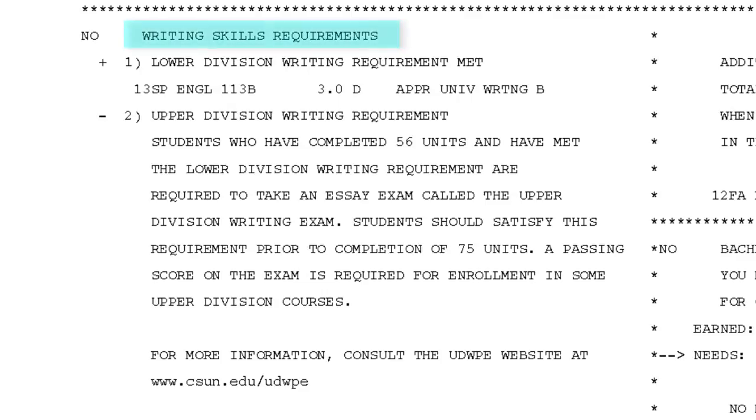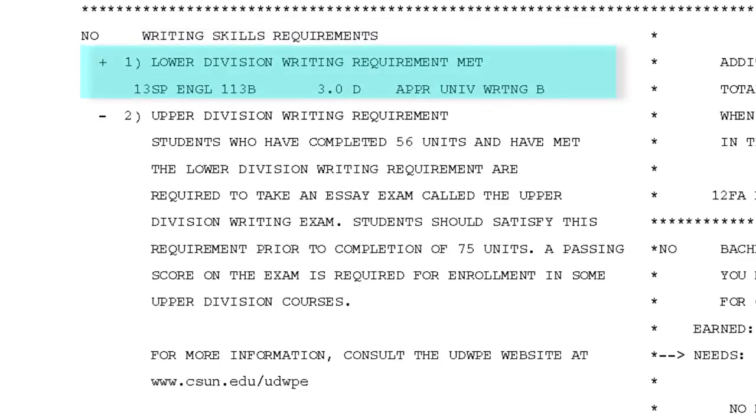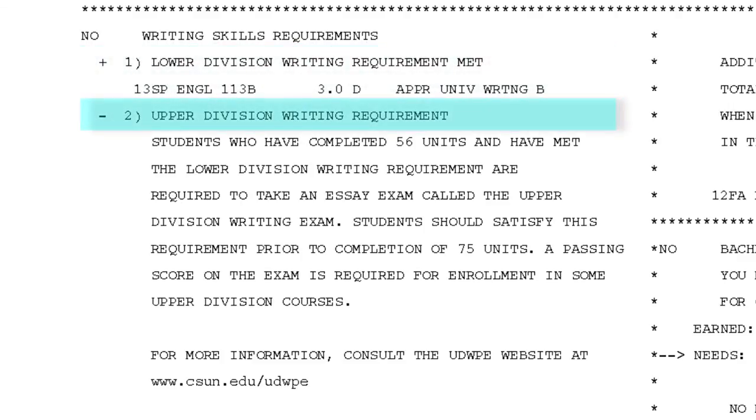Moving on to the writing skills requirement, it is clear that this student completed a course to fulfill the first requirement. However, the second requirement is unique. It is not a course at all. This upper division writing requirement is actually an essay exam that all students must pass. Students should take this exam as soon as they have completed 56 units. Students who have not taken the exam after completing 75 units will not be able to register for courses.